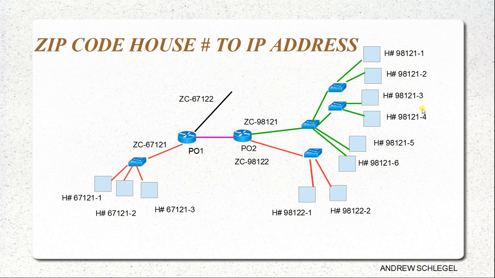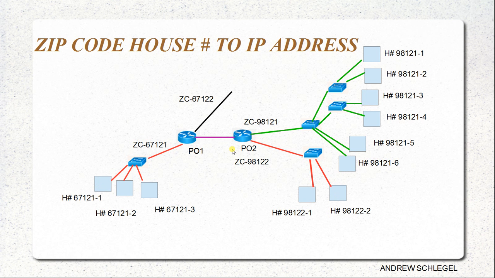So the idea is, if I'm at 98121-1 and I want to send some mail over to 98122-2, well, it goes up here to the post office, and that zip code is right here in this post office. They know exactly where that zip code is. They send the mail over to the house. That's no problem.